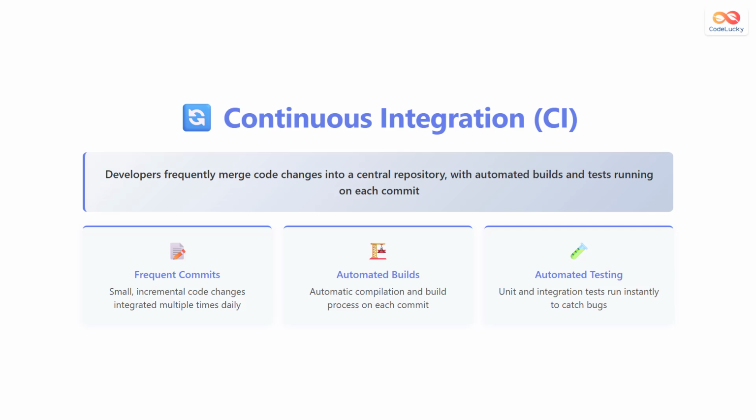Second, automated builds, where the code is automatically compiled and built without manual intervention. Third, automated testing, where unit and integration tests run instantly to catch bugs early. By catching issues early through continuous integration, teams can prevent bugs from accumulating and maintain code quality throughout development.